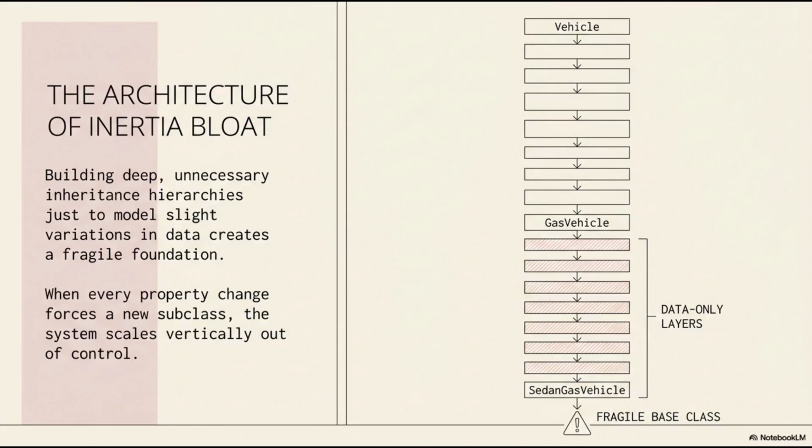This excessive deep nesting culminates in a sedan gas vehicle class, which, due to the extensive and often superficial inheritance chain above it, becomes a fragile base class. Such an architecture is highly susceptible to breakage with minimal changes, making maintenance and evolution extraordinarily challenging.